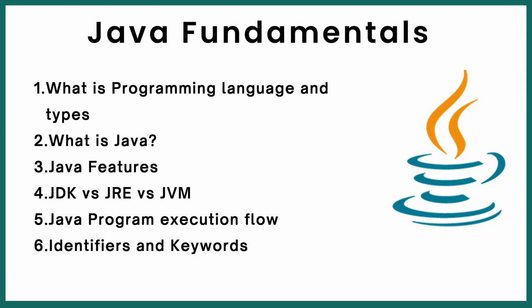What is Java Runtime Environment? And what is Java Virtual Machine? Next, we'll see the Java program execution flow. I will explain how a Java program executes. Here we'll see what a compiler is, what the runtime environment is, what the main method is, what a class is. We'll discuss what identifiers are and how many keywords are available in Java.